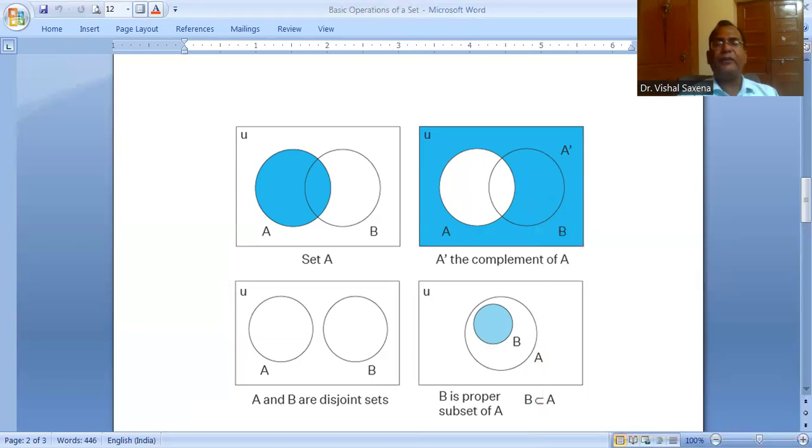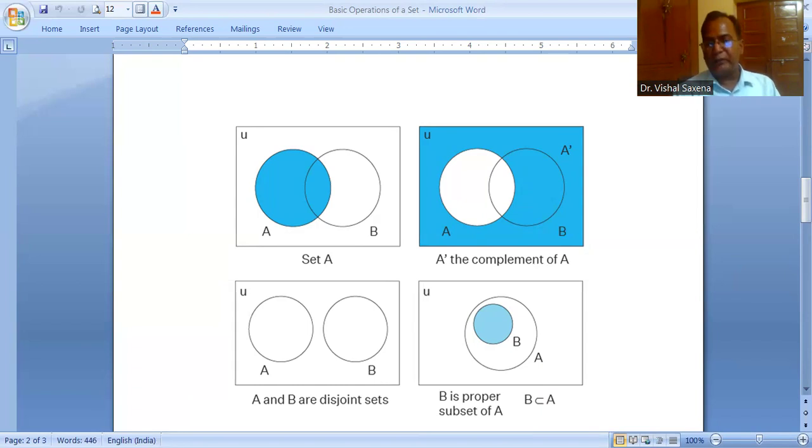Now the next one is here. A and B are disjoint sets. A and B are disjoint sets means the two sets A and B have nothing in common. No element is common in the two sets, and therefore A and B are disjoint sets. So according to the definition of disjoint sets, no element should be common. And diagram number 3 is showing this.